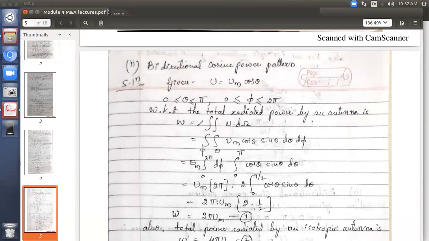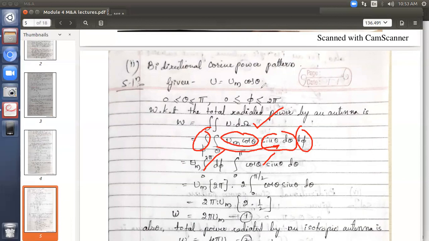What I have done, step 1, finding the total radiated power W, which is the double integration of U d omega. I have substituted U as Um cos theta, d omega is sin theta d theta, and for this integration it will be d phi. And this is already covered here. So again, I have taken 2 separate variables for integration. One is d phi, one is d theta.